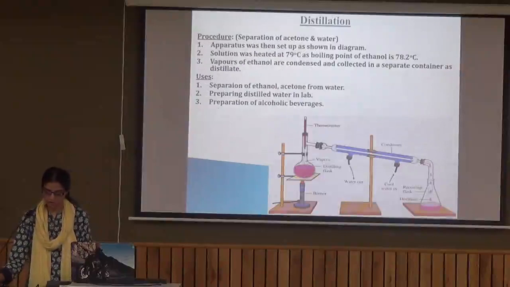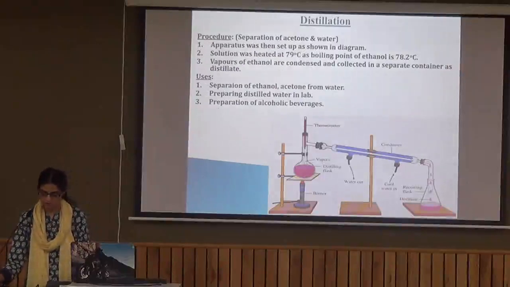Then we have the diagram which is shown here for distillation. The diagrammatic setup shows how we are maintaining the temperature, and to keep an eye on temperature we have placed a thermometer also. Then we have the condenser for cooling the vapors which are formed. Then we have the receiving flask for collecting the components separately.